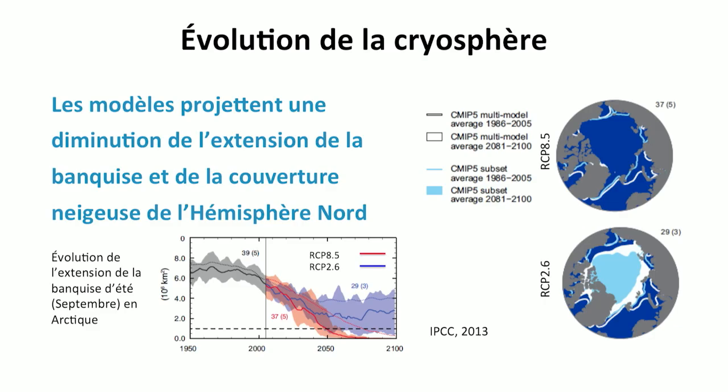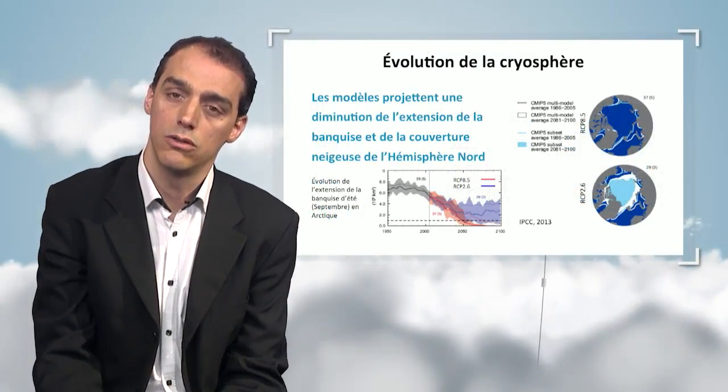For the RCP 8.5 scenario, the summer Arctic ice sheet will disappear between now and the half of the 21st century, whereas in the RCP 2.6 scenario, the climatic change will allow the ice cap to remain in the summer. It will be smaller, but it will still be there, confirmed by the two maps on the right-hand side. At the end of the 21st century, no more summer ice cap in the 8.5 scenario, whereas there's still some ice sheet in the 2.6 scenario.